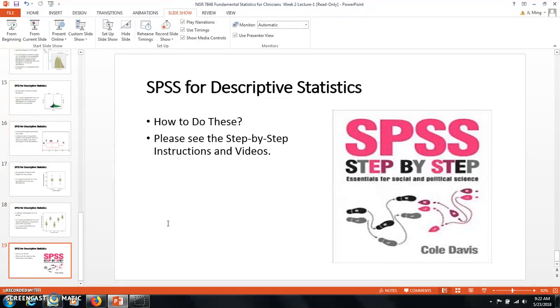As for the question about how to do all these, please see the step-by-step instructions and the videos provided later on. Another tip is that before you do multivariate statistical analysis, the first step is to visualize your data. People say to generate many graphs to look at your data first before you actually do more sophisticated analysis. That again underscores the importance of descriptive statistics.